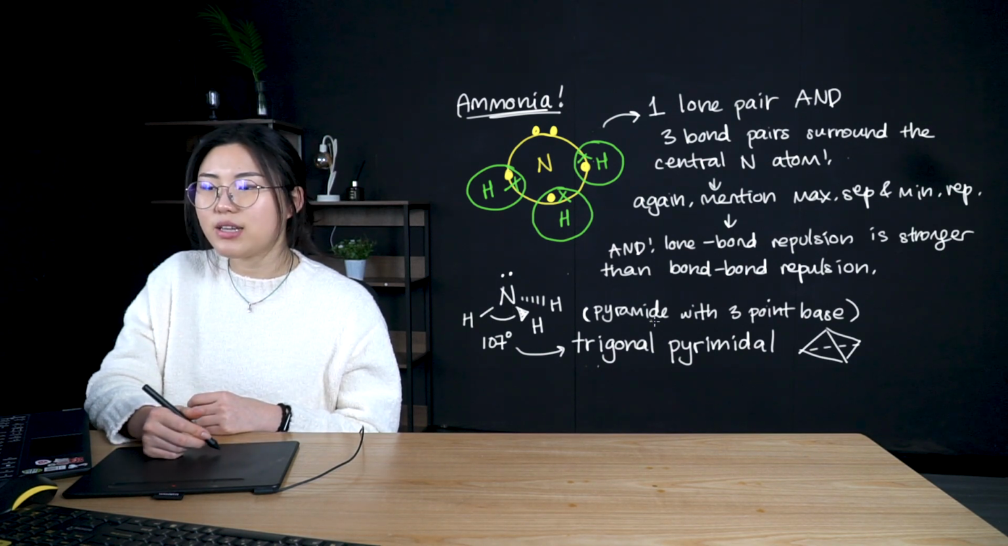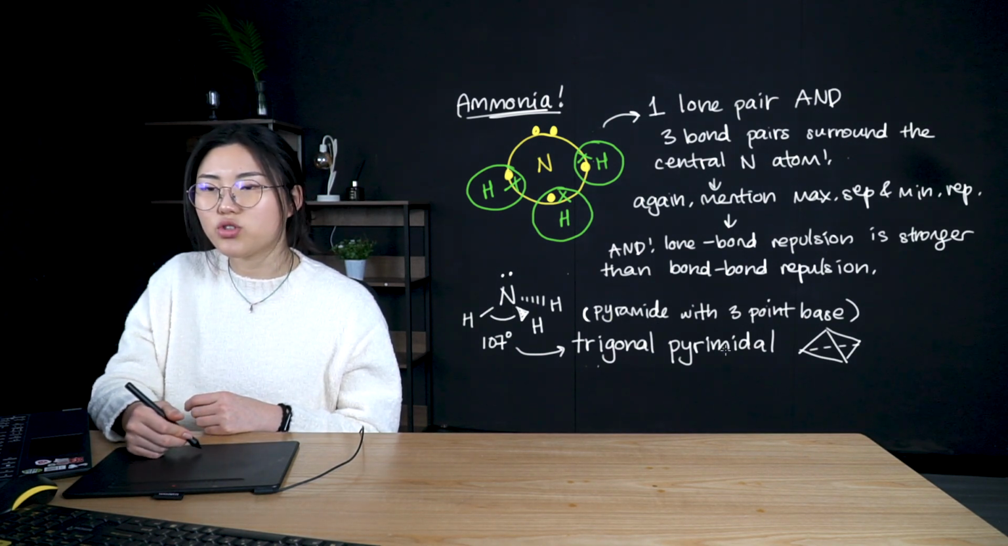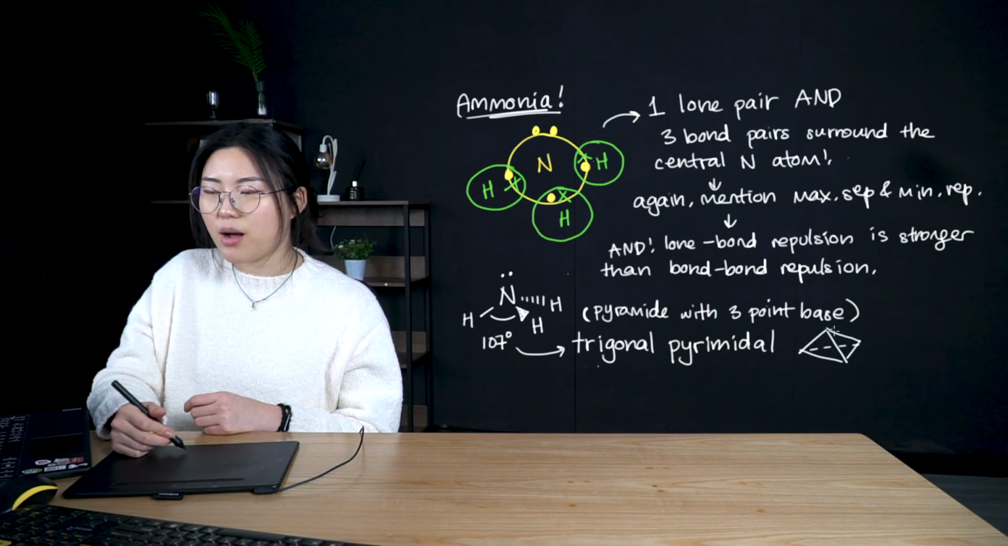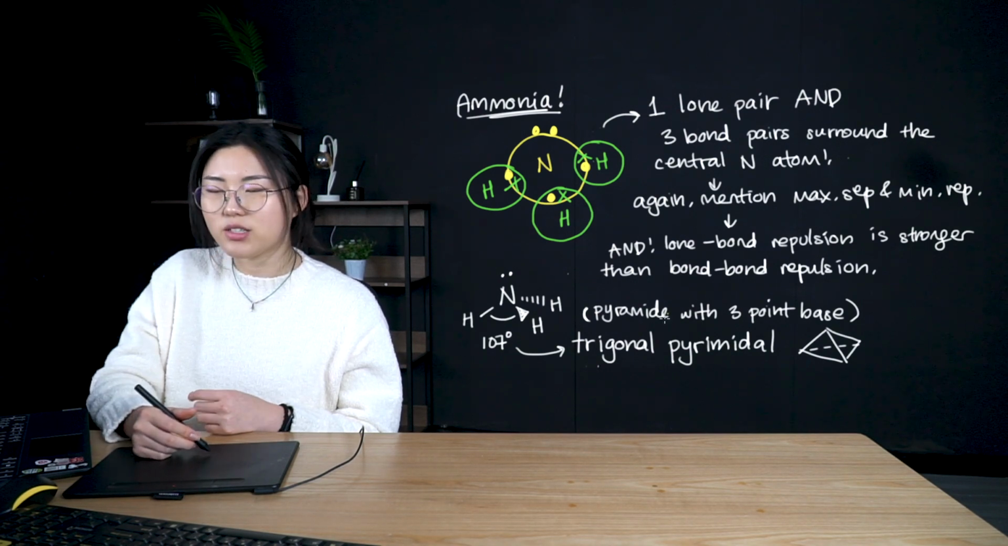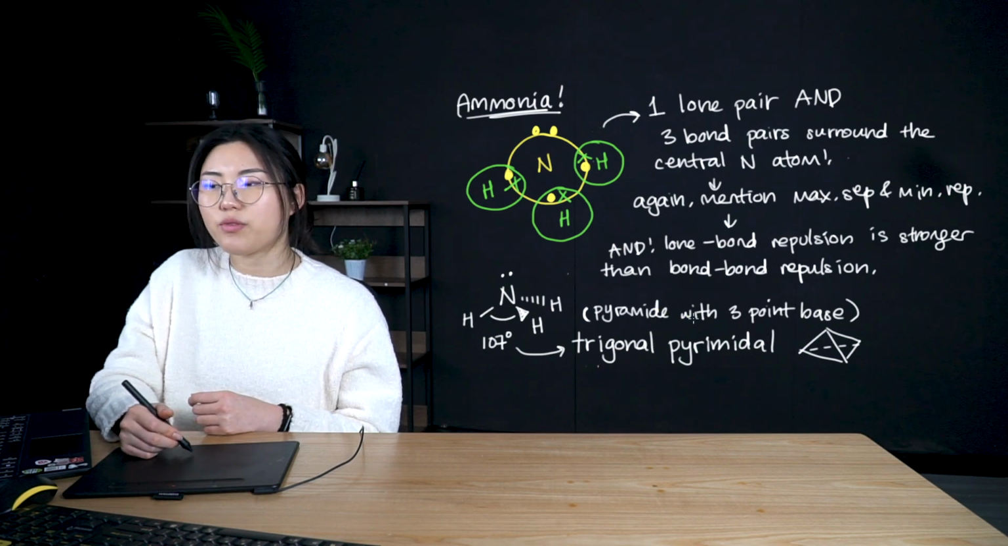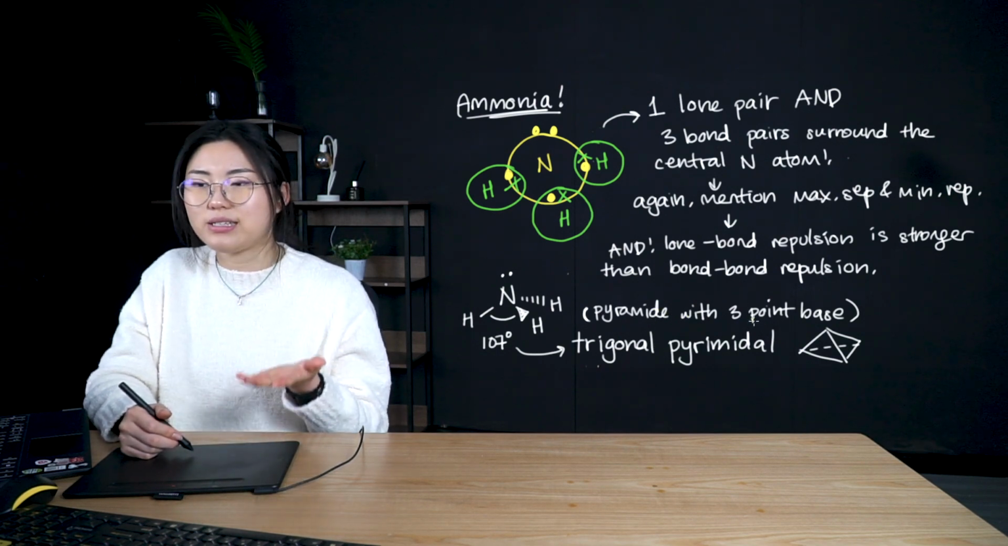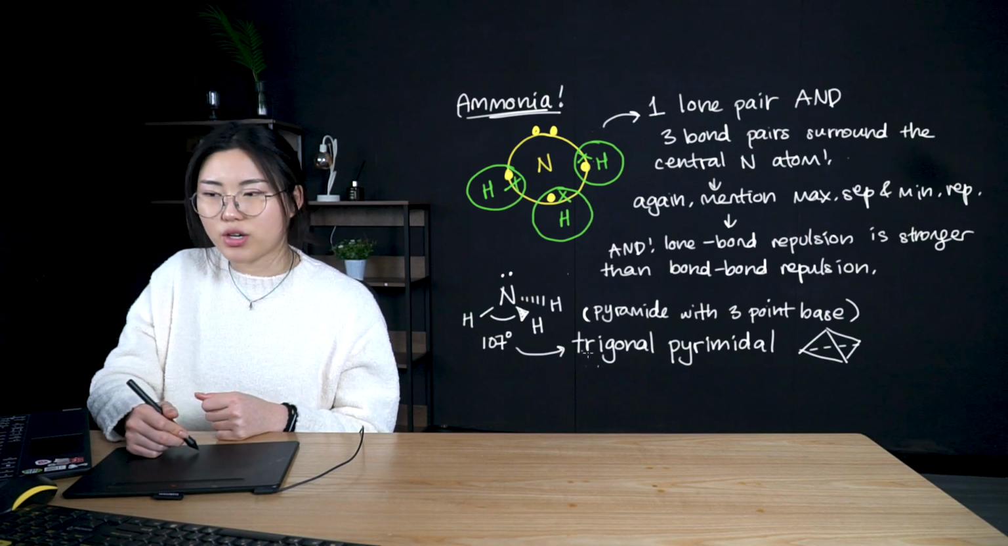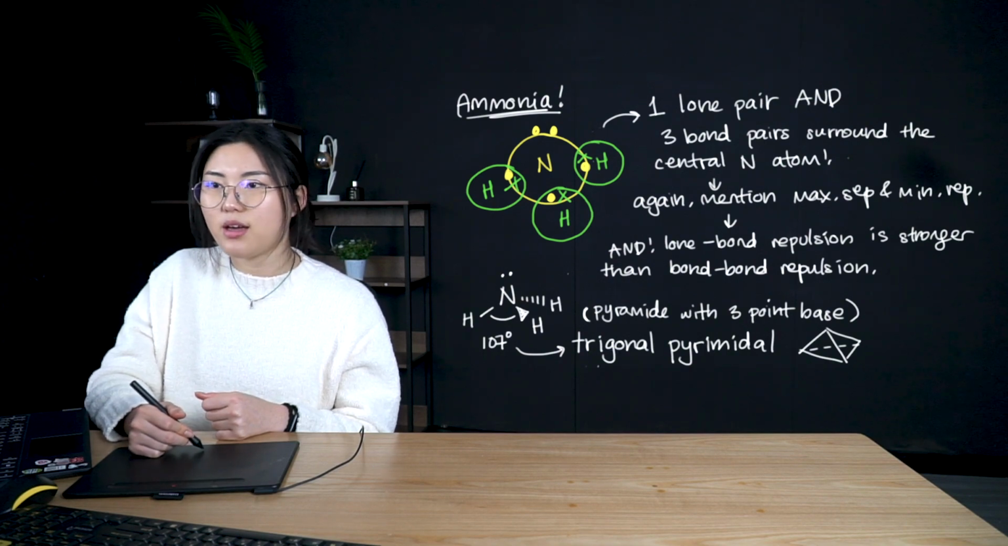So this is a trigonal pyramidal shape. So I drew a little diagram of a trigonal pyramidal shape like here. It looks like a pyramid basically with a 3-point base. So that's why it's called a trigonal pyramidal shape.